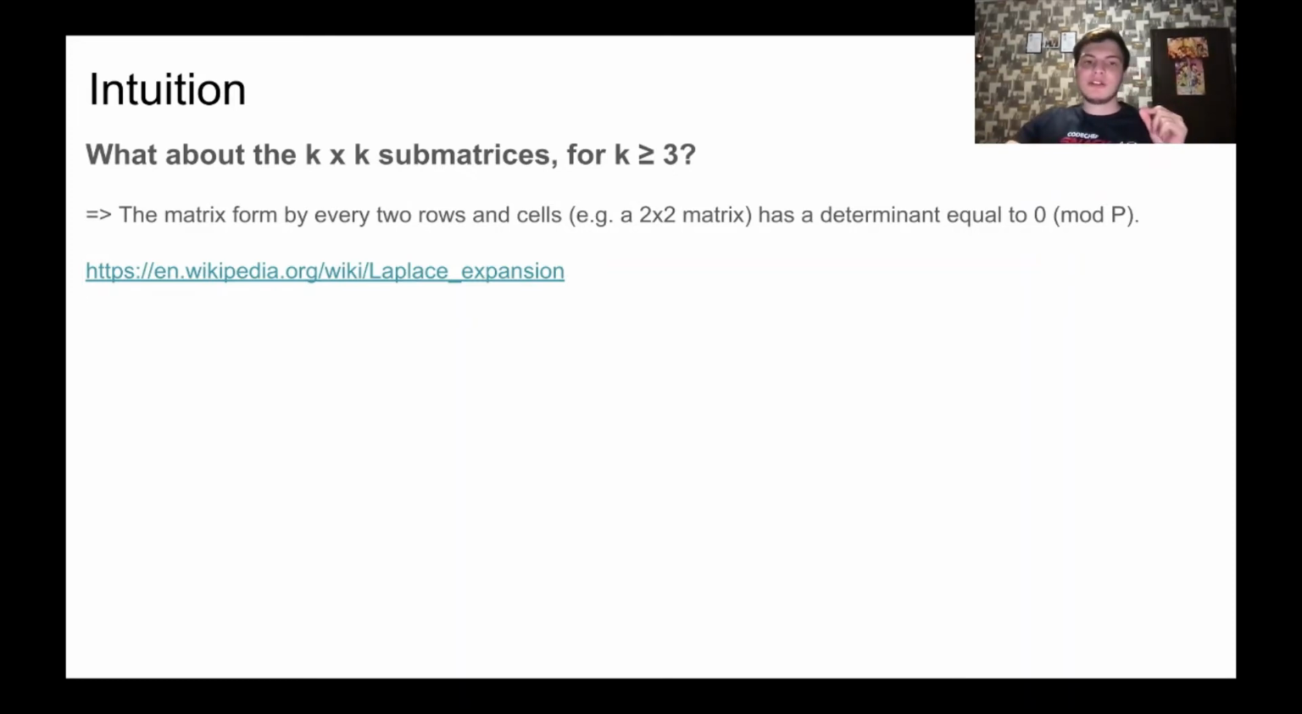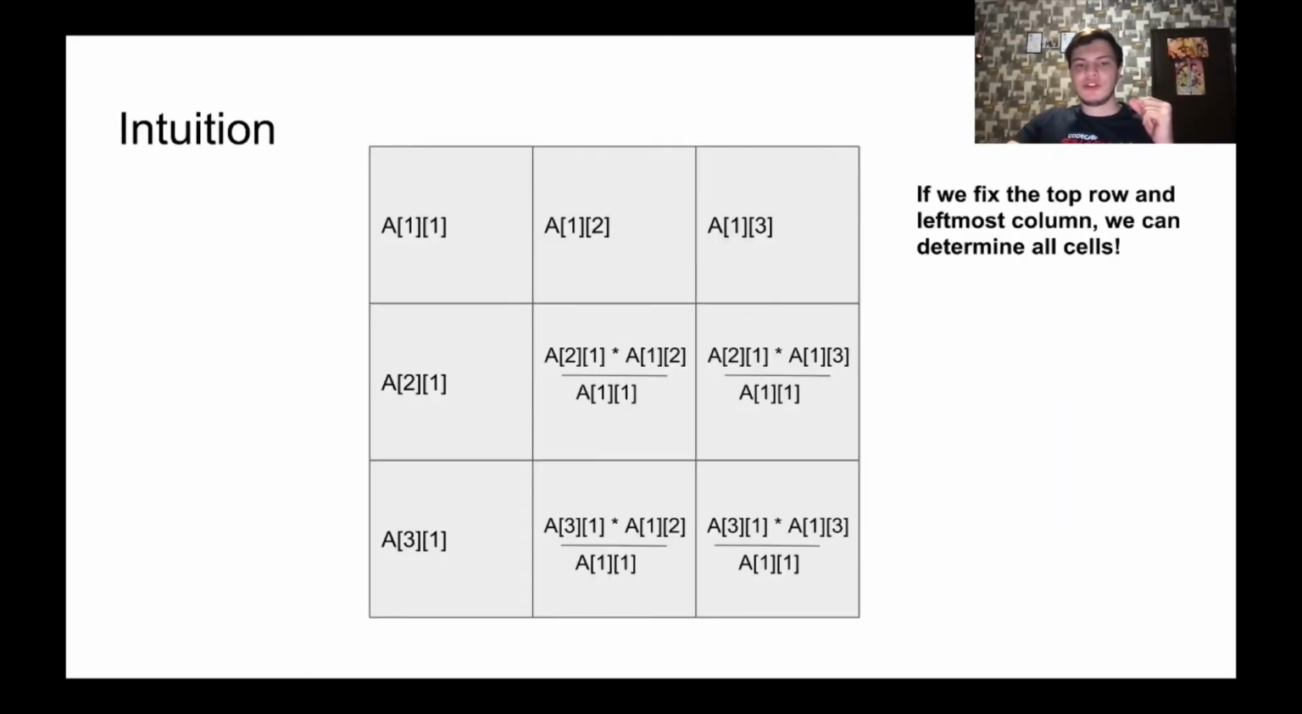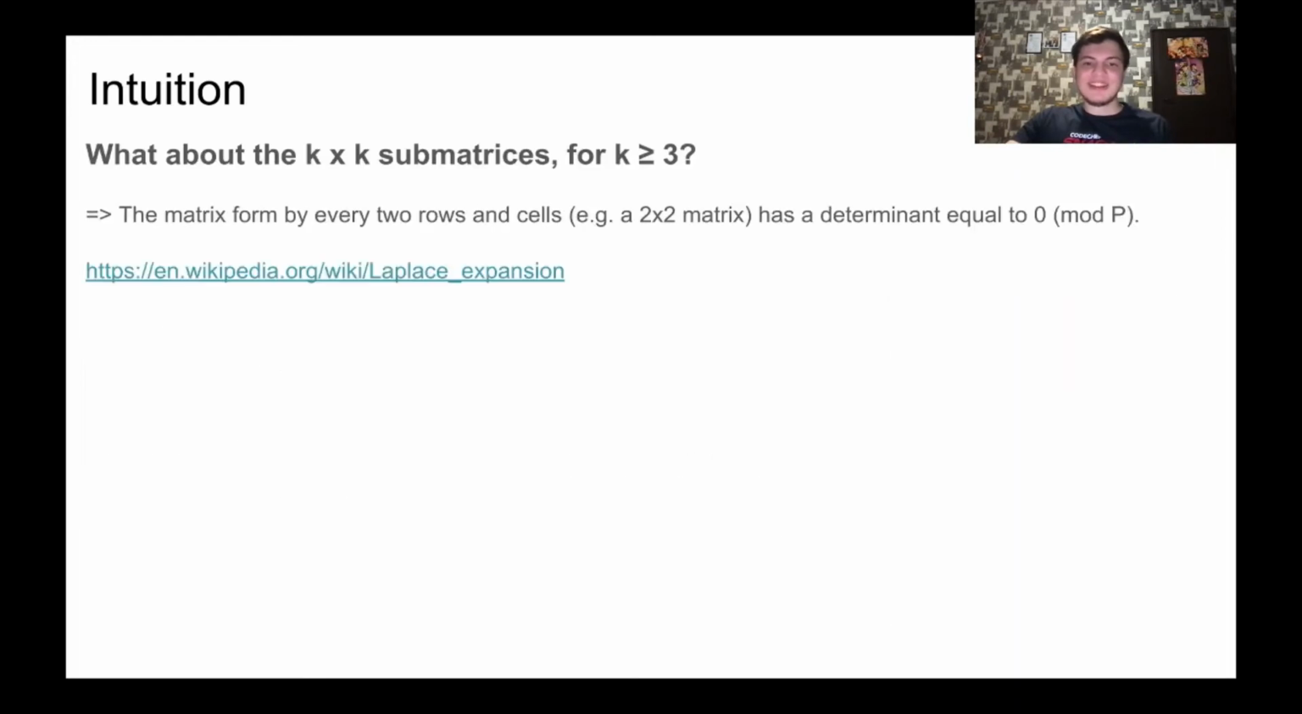However, we also need to use the fact we showed, that if we fix the first row and the first column, then all other cells can be uniquely determined. That, and the 2 by 2 observation, are basically the main parts to solve this problem. And now let's go to the solution.